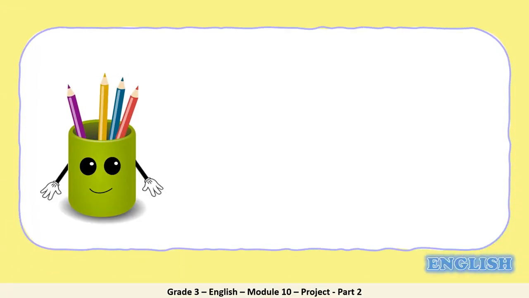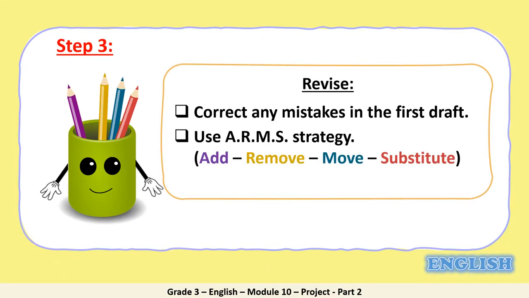Step number 3, revise. Revising is reading your first draft and making changes to make your writing look better. You can add more words or sentences. You can remove things that you don't need. You can move some words to change the order of your sentences, and you can substitute or change some words in your paragraph to make it more interesting. This is what we call ARMS strategy. We talked about it before. Do you remember?